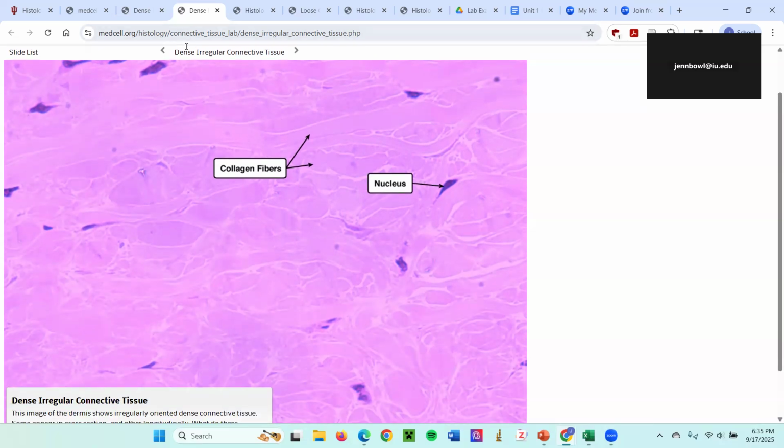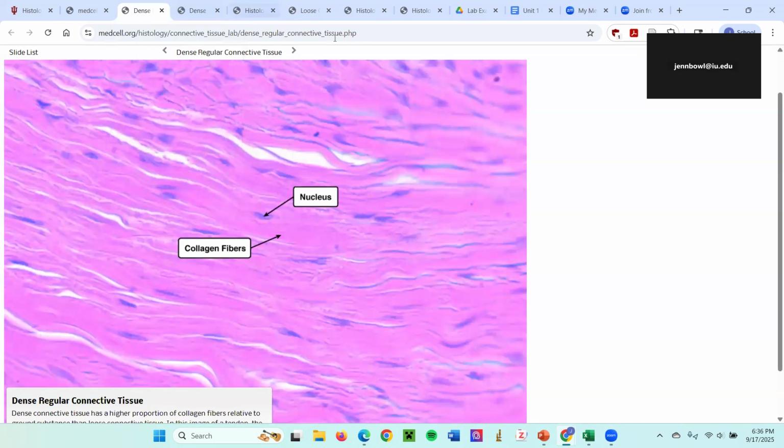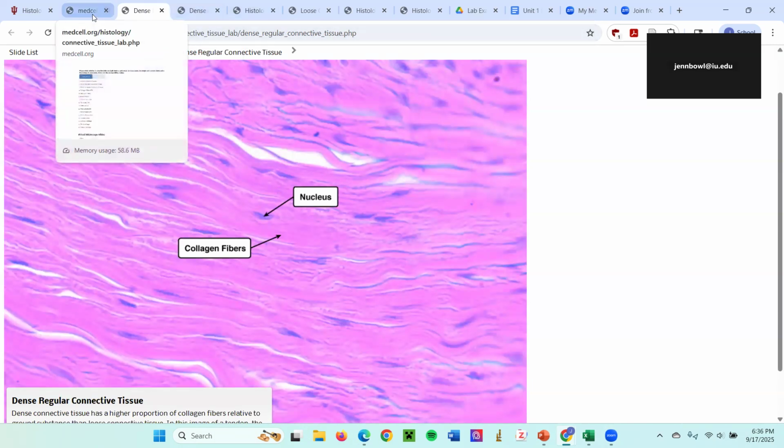So make sure you're giving me that full name, whether you spell it out completely or just give me the abbreviation DICT. Either is fine as long as you are giving me all of those details. It has to be dense and irregular. It's not enough to say dense connective tissue because we have two types. And then the last type that gets lumped under dense would be our elastic connective tissue.